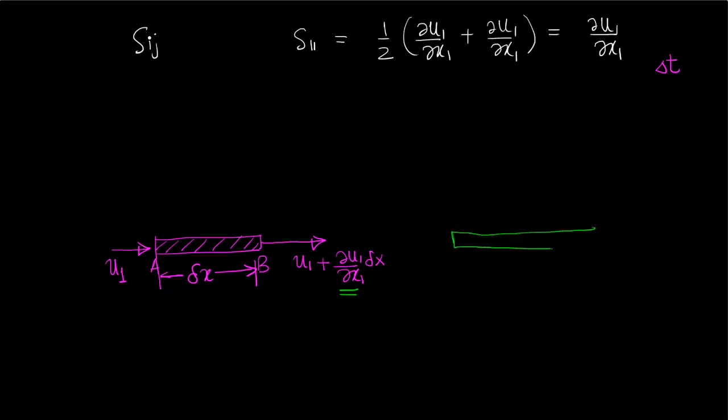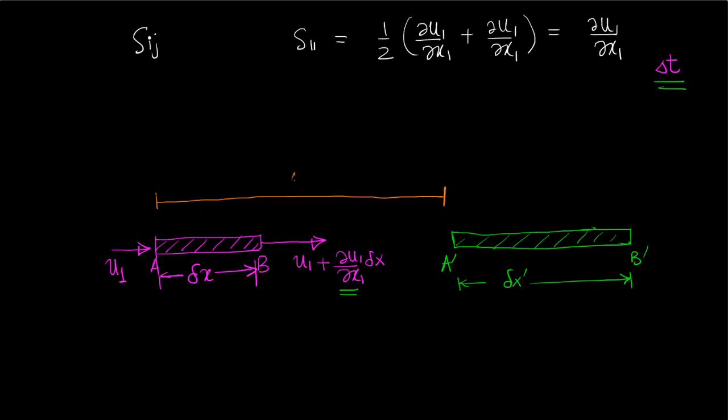After a time delta t, let us say that the element ends up over here. This is A prime, this is B prime. Now the length of the element has changed. Let us call it delta x prime, and this is the situation after a time delta t. So if we focus our attention on point A, after a time delta t, point A will move a distance u1 times delta t. So this particular distance is u1 times delta t.